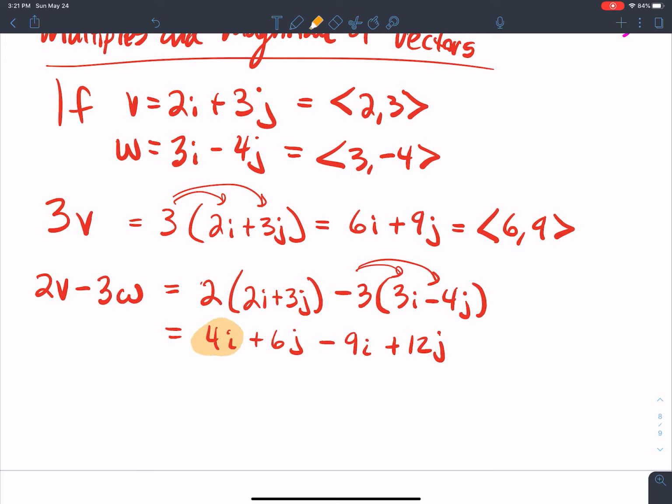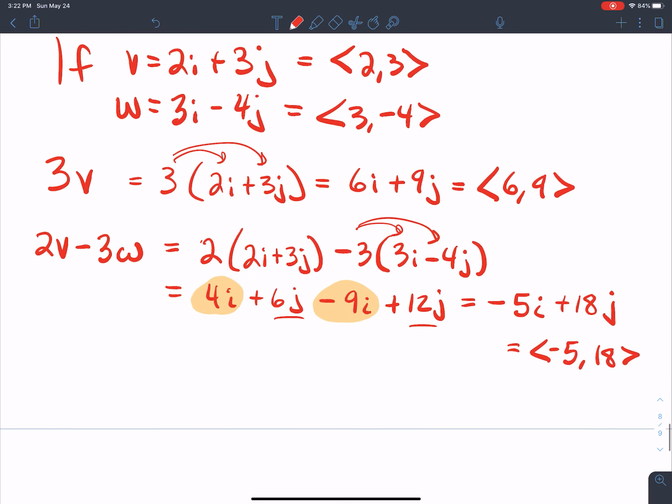Okay, 4i minus 5i, 9i makes negative 5i, and then 6 and 12 make 18j, which is equal to negative 5 comma 18.